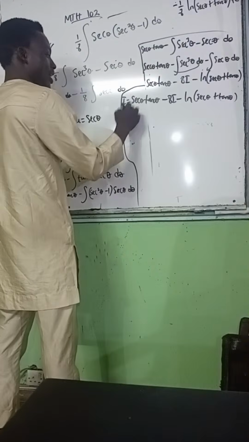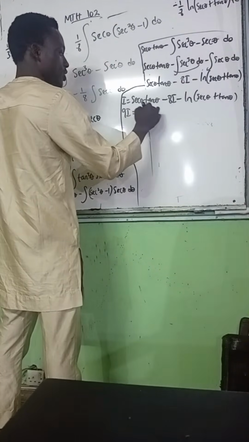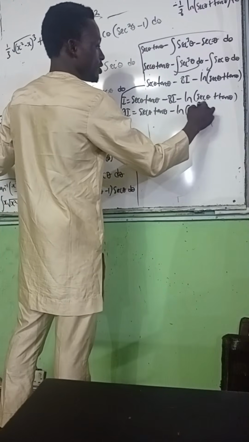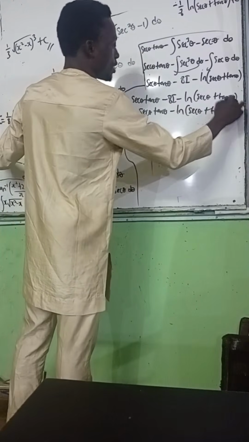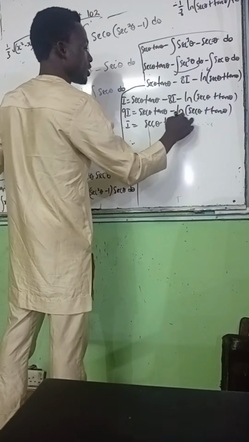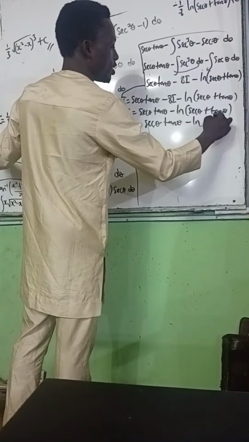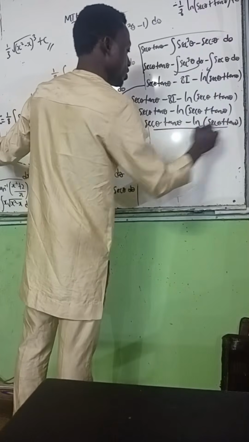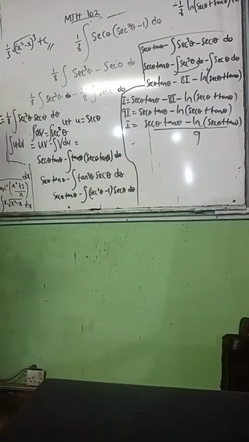We have 9I equals sec theta tan theta minus ln|sec theta plus tan theta|. So I equals sec theta tan theta minus ln|sec theta plus tan theta| divided by 9. So the integration of this sec theta equals to this. So we now have this minus the other.